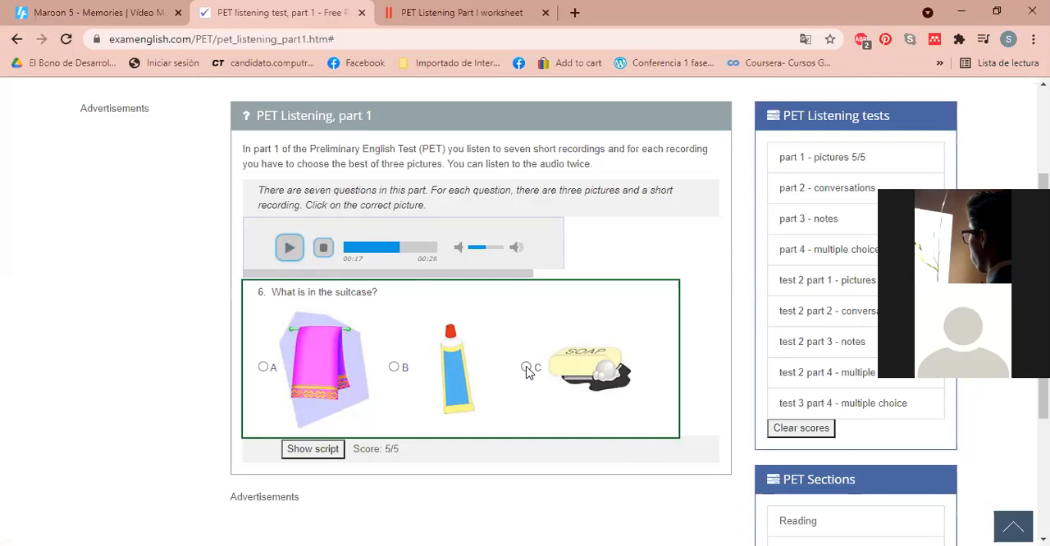Nos dice, sí, aquí está, en la maleta, ¿no es cierto? Yes, it's in here. Hablábamos del jabón, todo este tiempo hablamos del jabón. Okay, let's move to the last part. Vamos ya al último audio de la parte 1. Let's listen, guys.